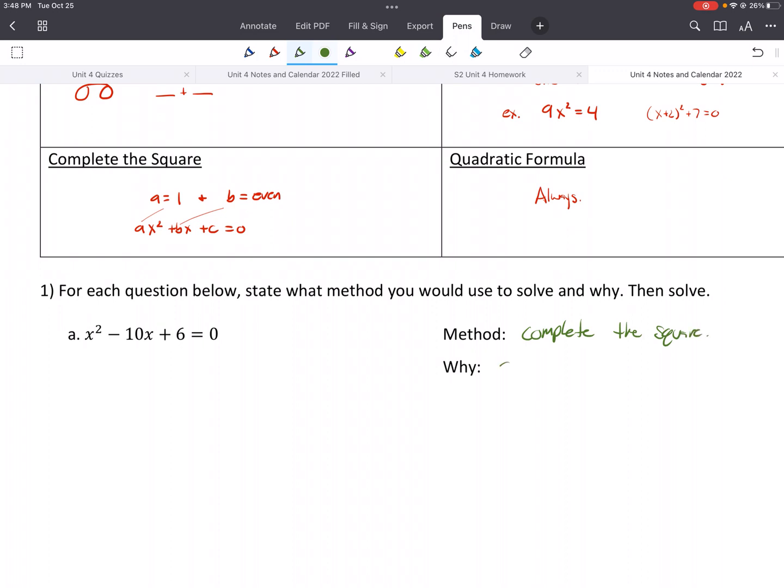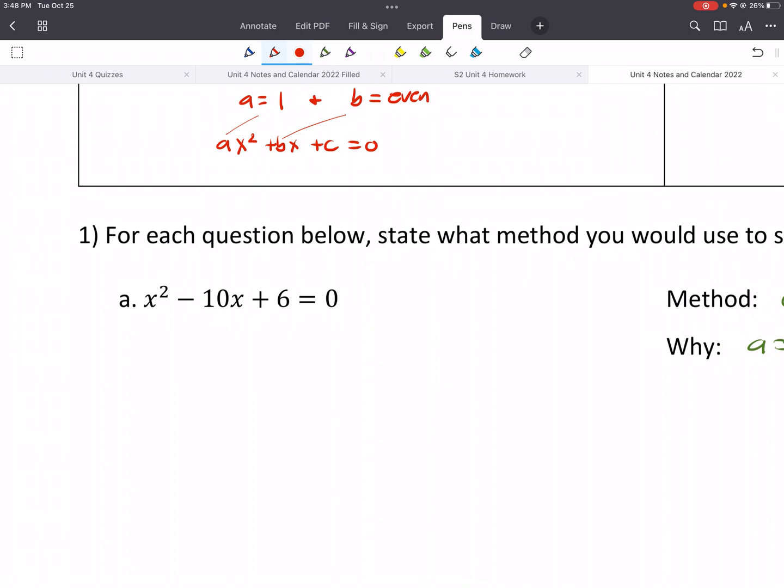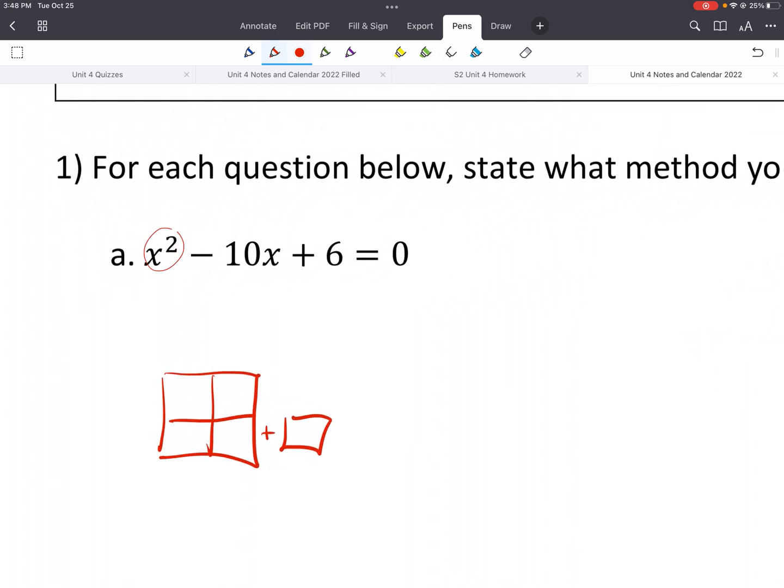Okay, and why does that work? Well, because a equals 1 and b is even. So now we'll do that. Again, to complete the square, we use a little box, and we have an extra box. So x squared, well, that's just x times x, and that's a perfect square. Next would be our negative 10x. But again, to keep it balanced, we need to do half here and half here. And then what completes the square would be negative 5 times negative 5, which is 25.